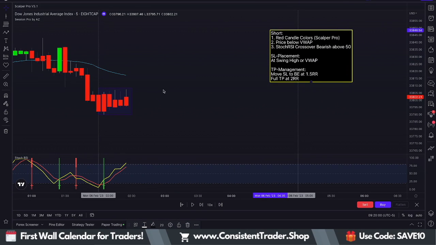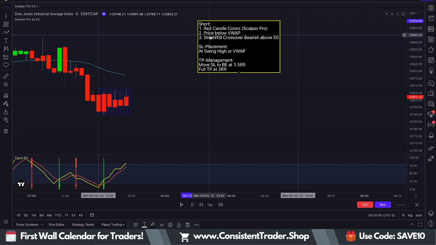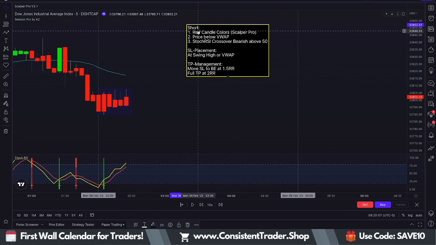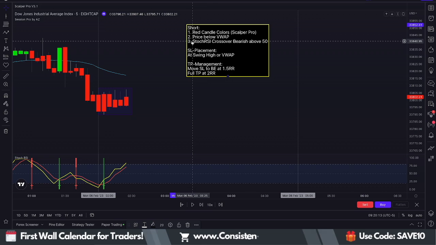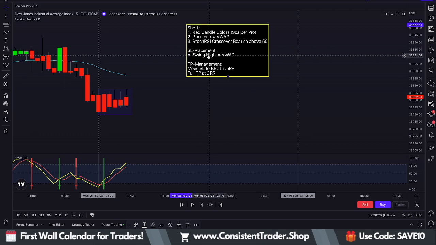The rules to enter into a short position are basically the same to enter into a long position. This time we want to see red candle colors based on a Scalper Pro, we want to see price being below the VWAP, and we want to see a stochastic RSI crossover above the 50 level. The stop loss is going to be placed at the most recent swing high or at the VWAP. That pretty much depends on the setup.